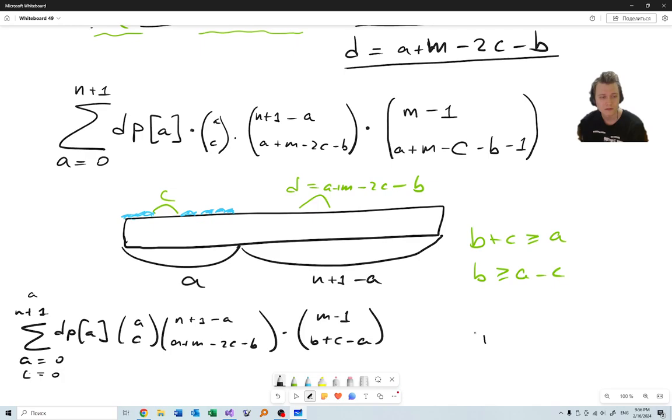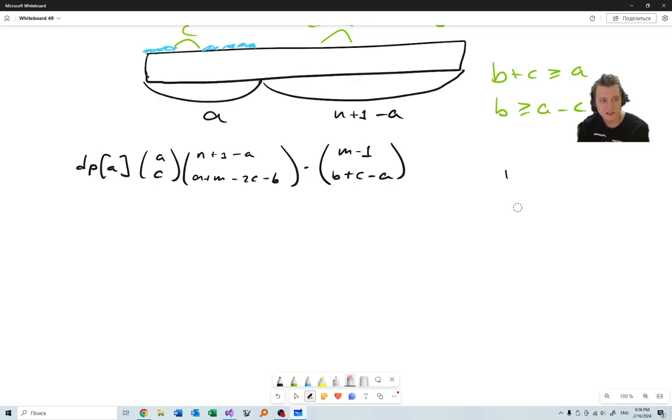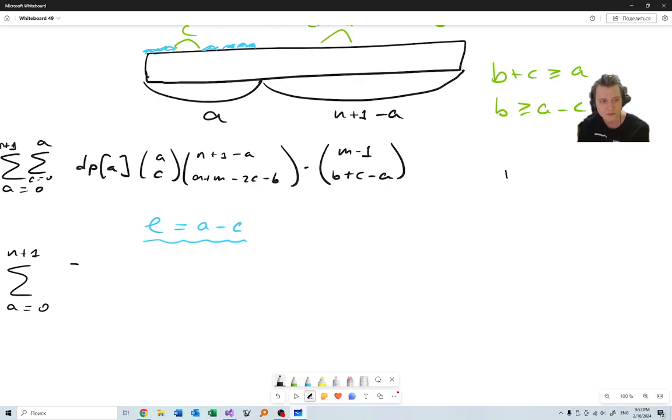I see what I need to do. Let me rewrite it. Yeah, I see what is nice here. So we have sum over A from 0 to n plus 1, and then sum from 0 to A. Actually, let's introduce E equals A minus C. So let's rewrite it: sum from 0 to n plus 1, and then sum over e from 0 to a. So we still have dpa. But now this can be easily rewritten as ae.